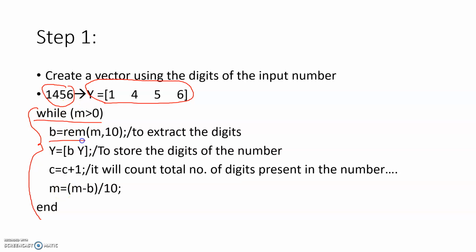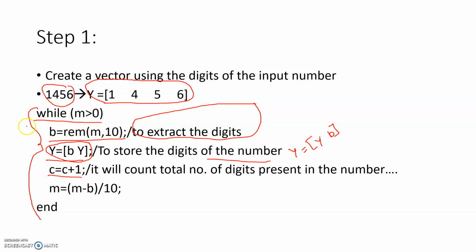While m greater than 0, b equal to remainder of m comma 10, that is to extract the digits. Here also I am using the principle of digit extraction in MATLAB. Y equal to y to store the digits of the number. If you write y equal to y then b, it will store in reverse order. But what do you want, 1456 or 6541? Obviously 1456. So we write this kind of command: y equal to b then y, then c equal to c plus 1, and you initialize c with 0 outside the while loop.